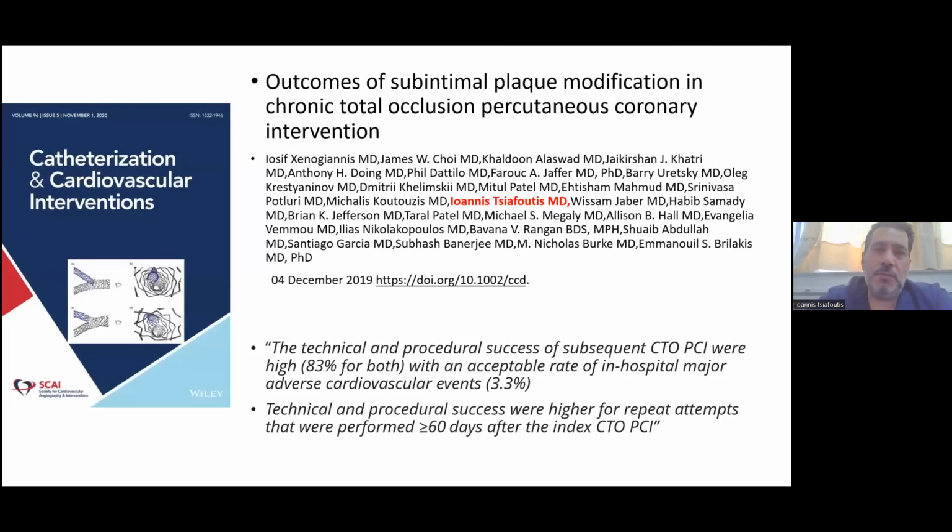This is from the Progress CTO registry paper. We participated, and it is about outcomes of subintimal plaque modification in chronic total occlusion percutaneous coronary intervention. It talks about these procedures and the investment procedure. There's a big technical and procedural success if you use this technique in cases like that. And for better success, we have to perform these cases about 60 days after the index CTO PCI.